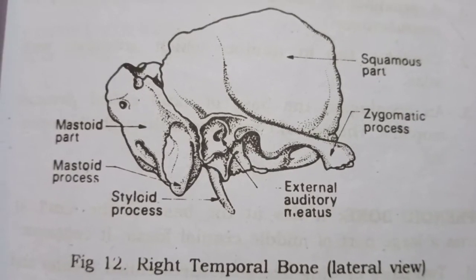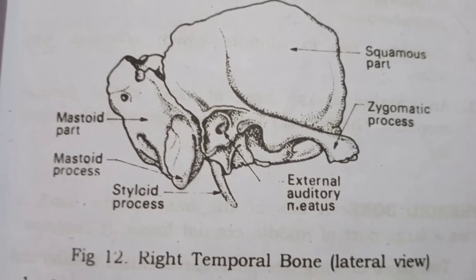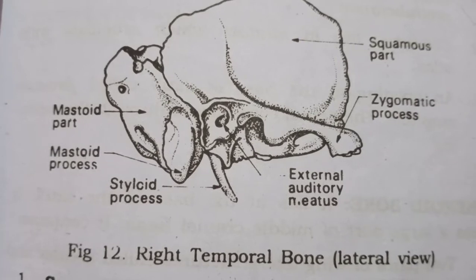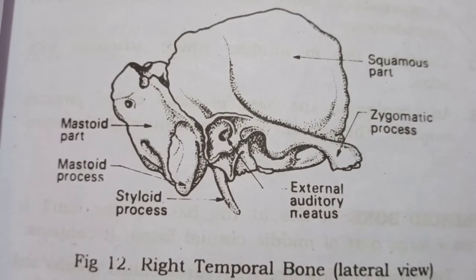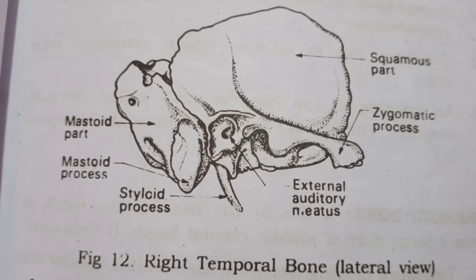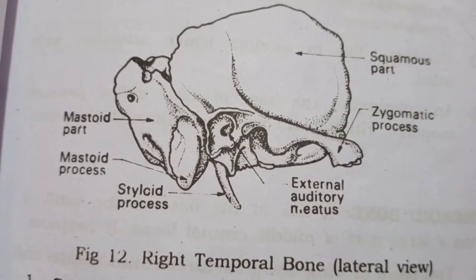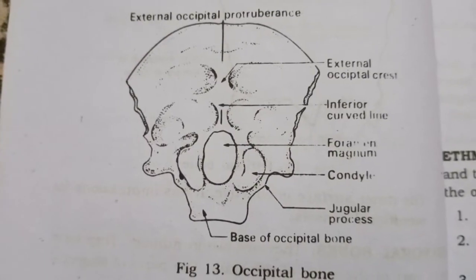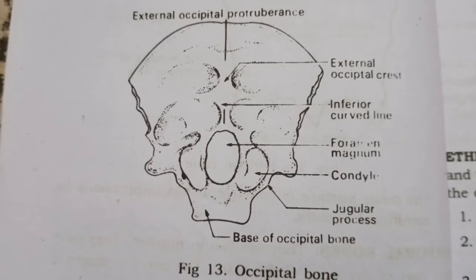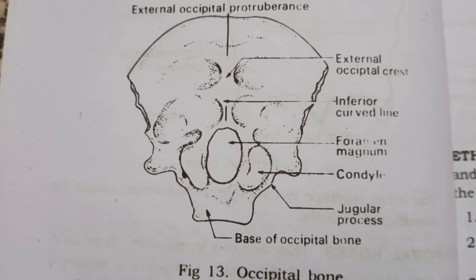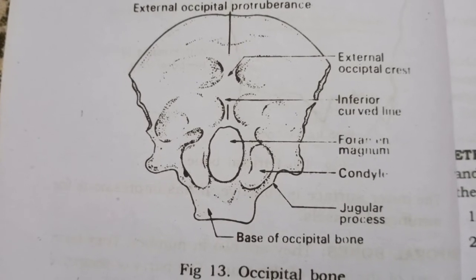And third, temporal bones. They are also 2 in number. They form the lower part of the side of the skull. Next, fourth, occipital bone. It is at the back and lower part of the cranial cavity.